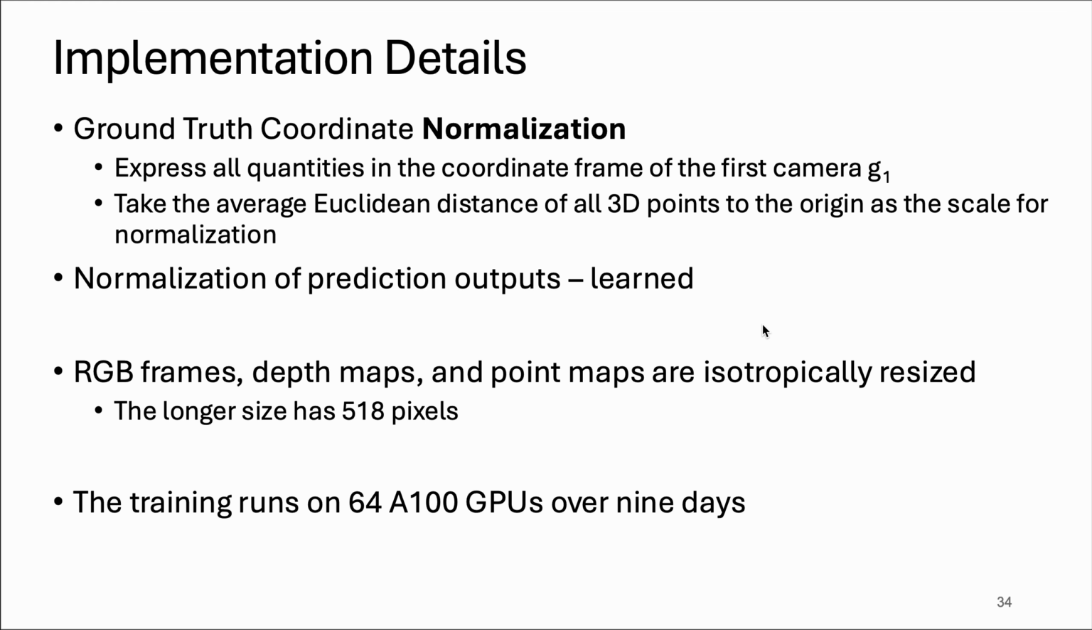The paper also shows some implementation details. So given the ground truth, we can calculate the average Euclidean distance of all 3D points to the origin. Then use this as a scale to normalize the coordinate. And during the prediction, the normalization of the prediction output was learned.